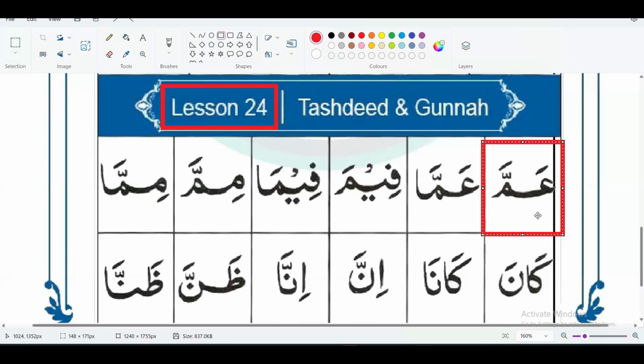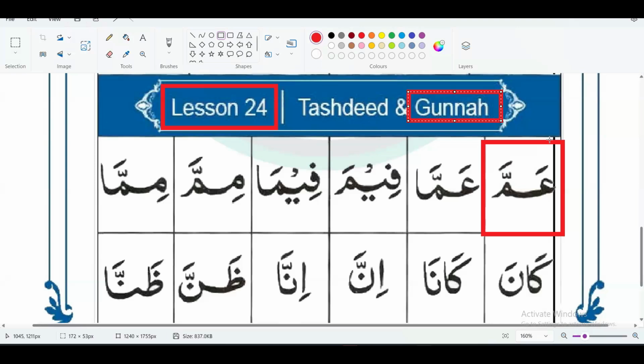Now this is the shad, and next we have that whenever meme or noon has shad on it, we do ghunna. I repeat, whenever meme or noon has shad sign on it, we do ghunna. This is the second rule we have to revise here again. The ghunna is called nasal sound. That means whenever you want to do ghunna, put your voice in your nose for a while. That is called ghunna. Understood?